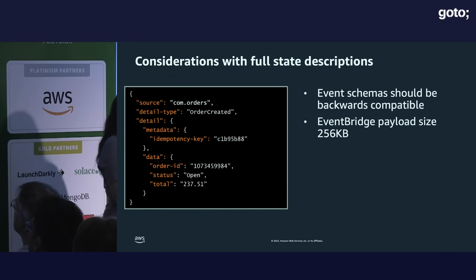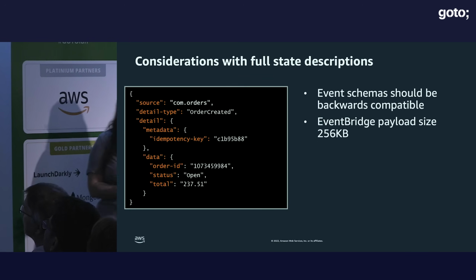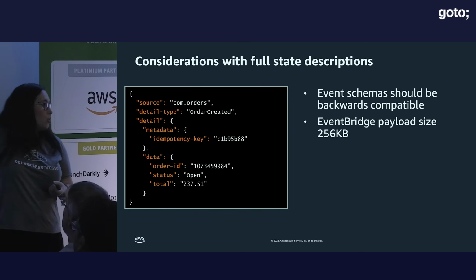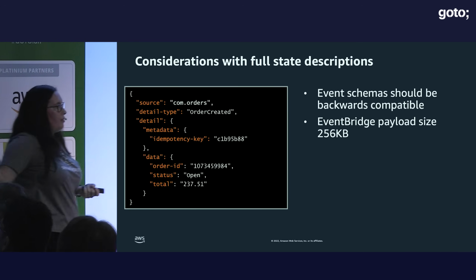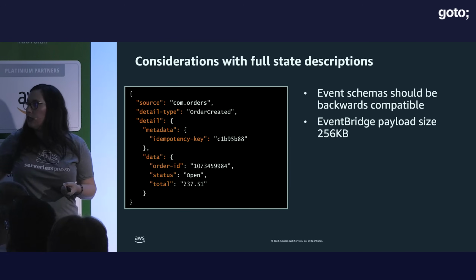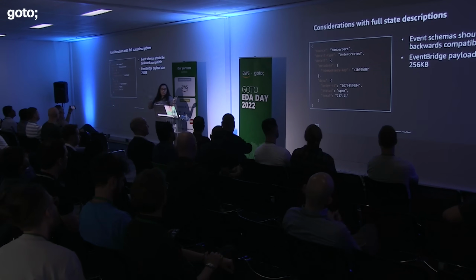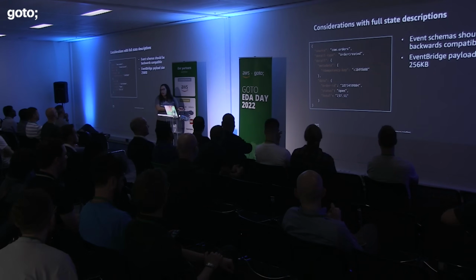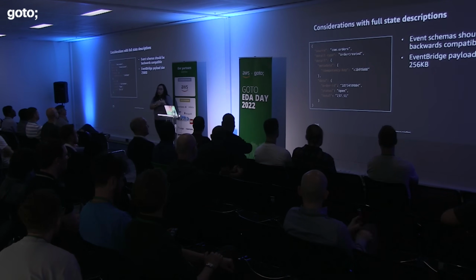Then we have the full state definitions. And here, things you have to have in mind. Security. These events are sent to the world. Don't put private or confidential information in there. And if you do, please encrypt it. You can encrypt messages. Then the schemas are a contract between the different parts of your application. So you have to have in mind that schemas should be backwards compatible.